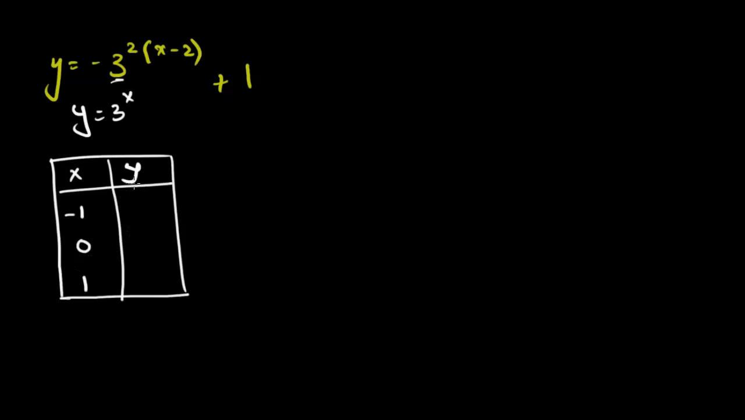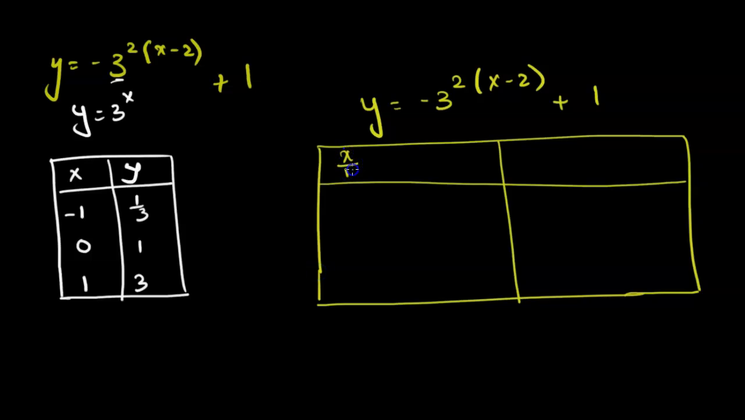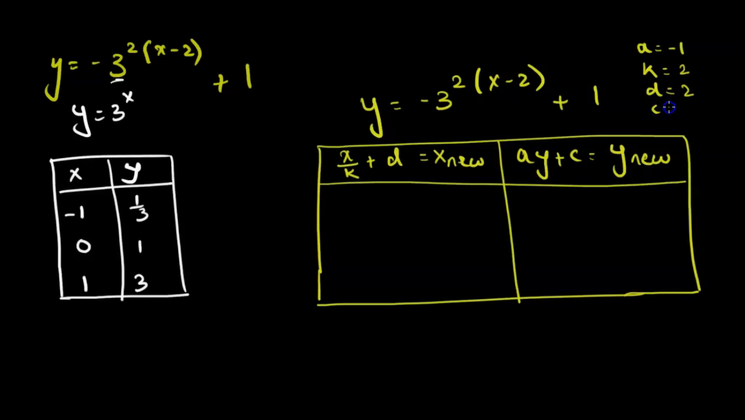We know y is going to be, when x is negative 1, 3 to the power of -1, which is 1 over 3. 3 to the power of 0 is 1, and 3 to the power of 1 is 3. We do not have to make the graph of this function, we have to make the graph of the transformed function. So to write down the table of values for it, we write the mapping formula in the table. We know the mapping formula is x divided by k plus d gives us the new x value. Then ay plus c gives us the new y value. The a value we can write on the side as -1, k is 2, d is 2, c is 1.